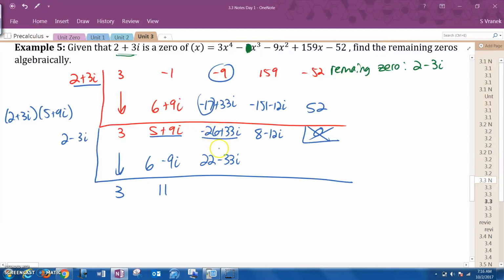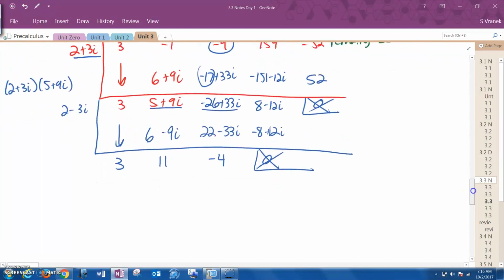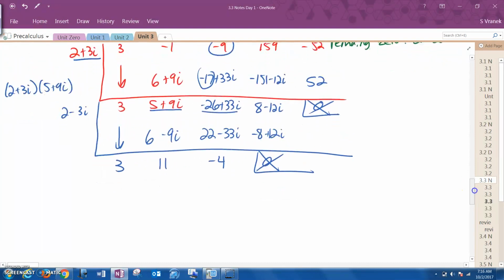You get negative 26 plus 22, we get a negative 4. Negative 4 times 2 is a negative 8. Negative 4 times negative 3i is a positive 12i. And since those are opposites, we get our 0. So the second one should make it all nice. It's the first one you really need to use your calculator for. So we are here at the end. The final part is 3x squared plus 11x minus 4.